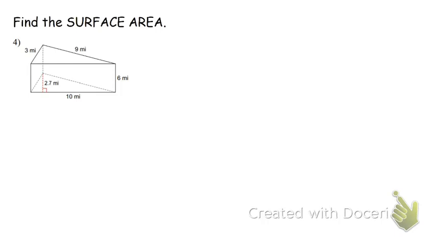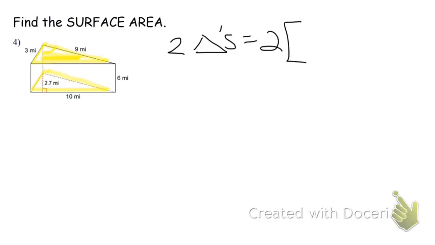We have, for this problem, a triangular prism again. So we have a triangular top and a triangular bottom. So this triangle is the same as this triangle. Okay? And there are 2 of them. So for starters, I have 2 of these triangles. So it's going to be 2 of whatever we find the area of those triangles to be.